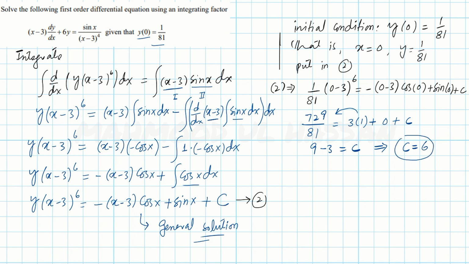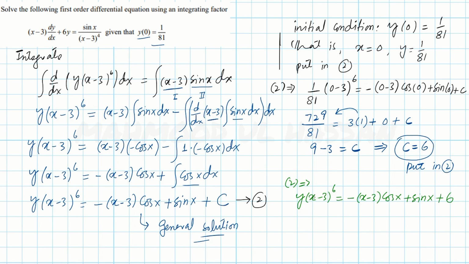Now we have to put this value in equation 2 again, and we will get the particular solution. So finally, equation 2 implies y into (x minus 3) to the power 6 is equal to minus (x minus 3) cos x plus sine x plus 6. So this is the particular solution.